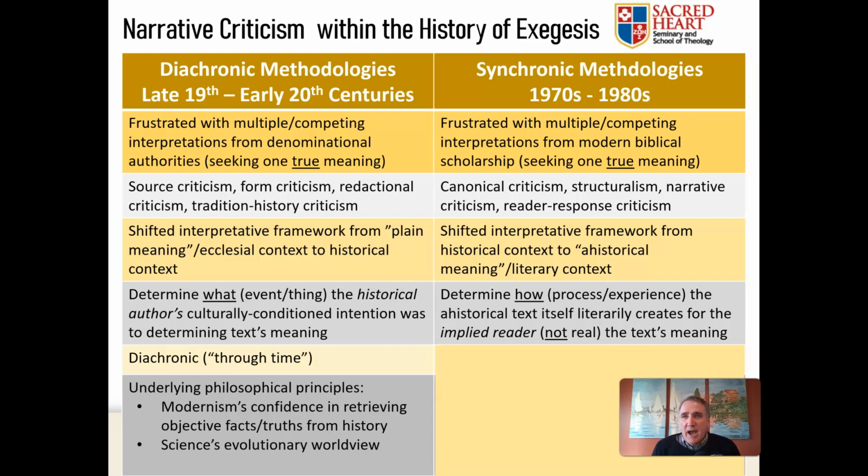Trying to figure out how the text creates meaning for the implied reader. And then we'll know what the one true meaning is. It's kind of the sense. And so these methods are called synchronic. So syn in Greek, with, and of course chronos, time. So instead of going through time, you're going with time. The text is congruent with our time, right? We're not going to give it any historical distance.